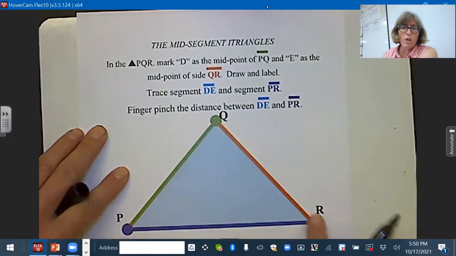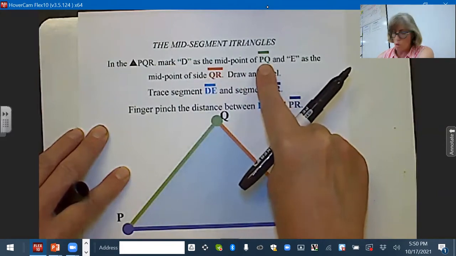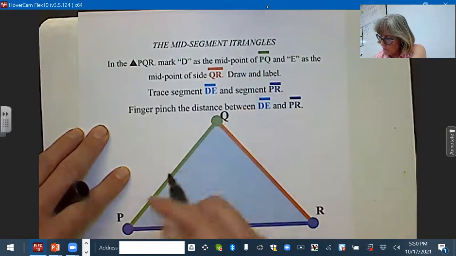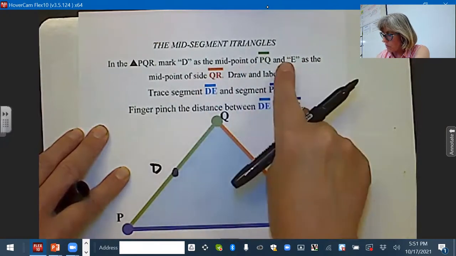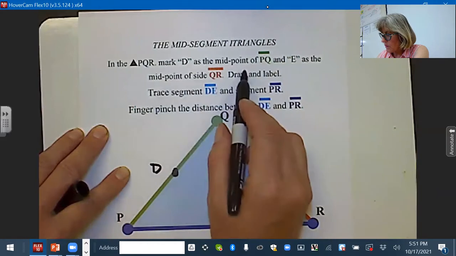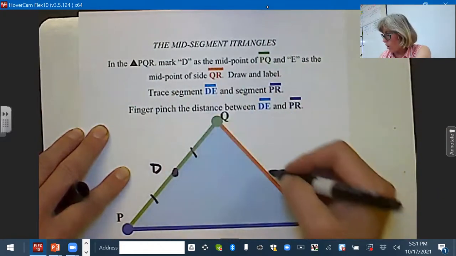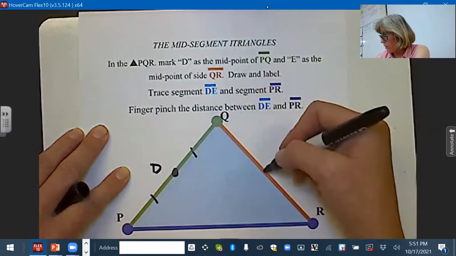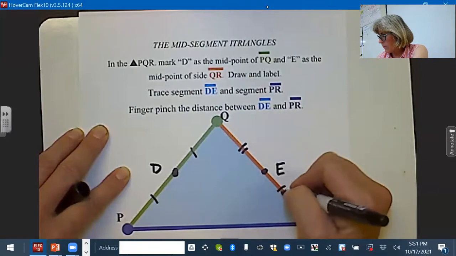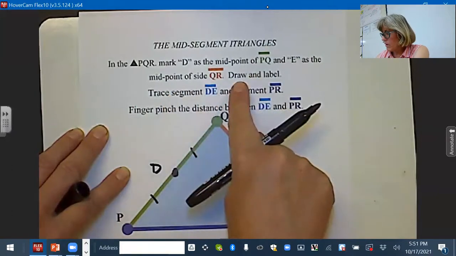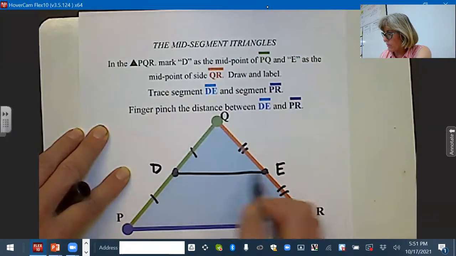In triangle PQR, mark D as the midpoint of PQ. So D is the midpoint of PQ. Eyeball it. E is the midpoint of QR. So here's QR, E. Draw and label. We're going to trace the segment D to E. Draw it in.